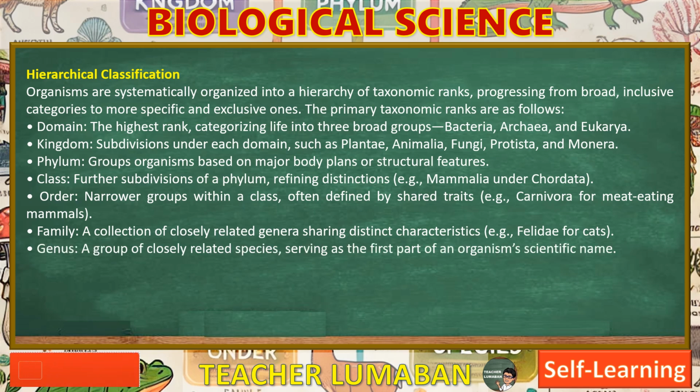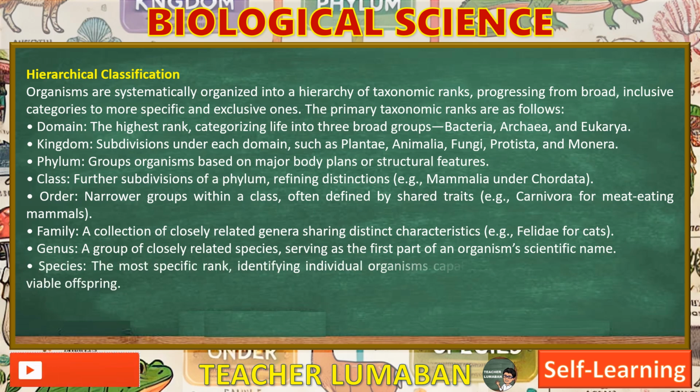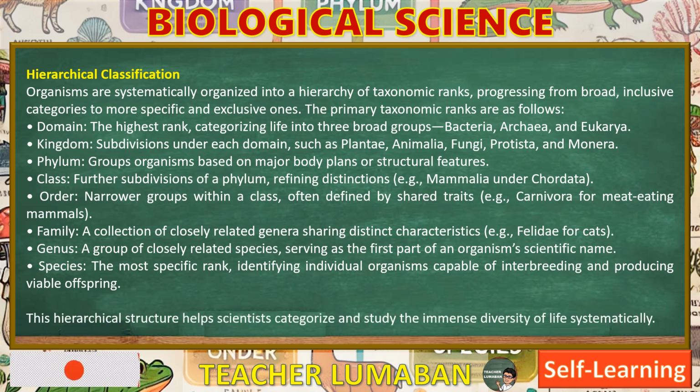Genus, a group of closely related species, serving as the first part of an organism's scientific name. Species, the most specific rank, identifying individual organisms capable of interbreeding and producing viable offspring. This hierarchical structure helps scientists categorize and study the immense diversity of life systematically.